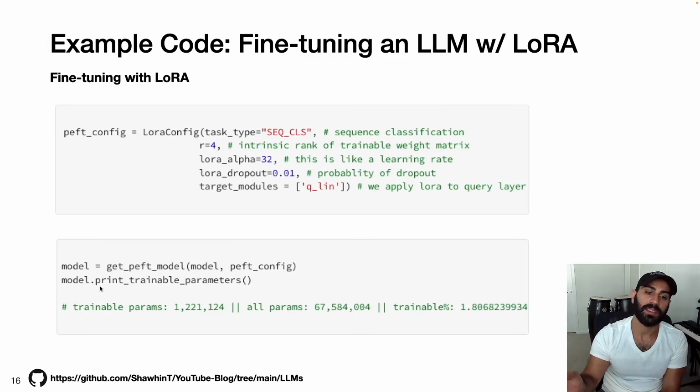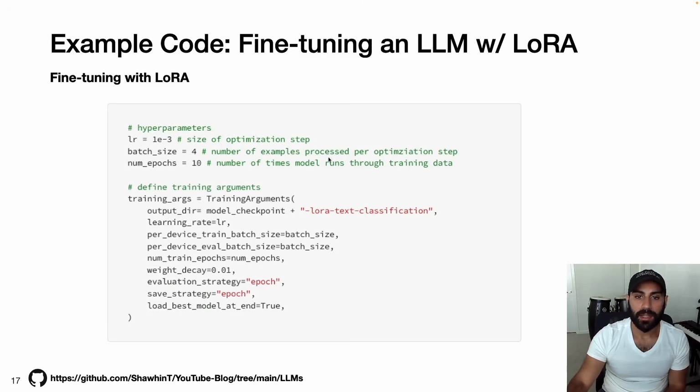Then we can easily print the number of trainable parameters in our model. And we can see it's about 1 million out of the 67 million that are in the base model. So you can see that we're going to be fine-tuning less than 2% of the model parameters. So it's just a huge cost savings, like 50 times fewer model parameters than if we were to do the full parameter fine-tuning. Next, we're going to define our hyperparameters and training arguments.